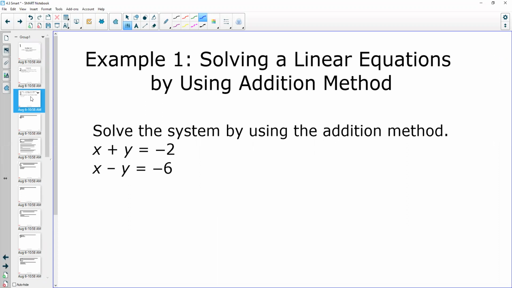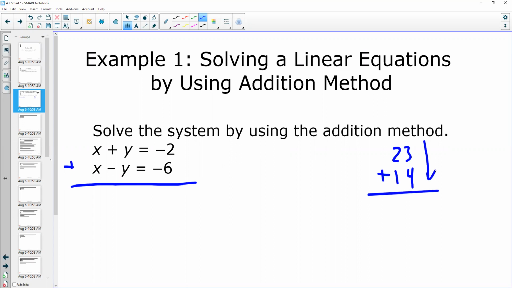What you're looking for is to legitimately add the two equations down, like if I would add 23 plus 14, I would just add in columns, right? I would add 3 and 4 is 7 and 2 and 1 is 3. I want to do that here. And my purpose when I do this addition is to make one of the variables disappear. I'm trying to sort of negate them.